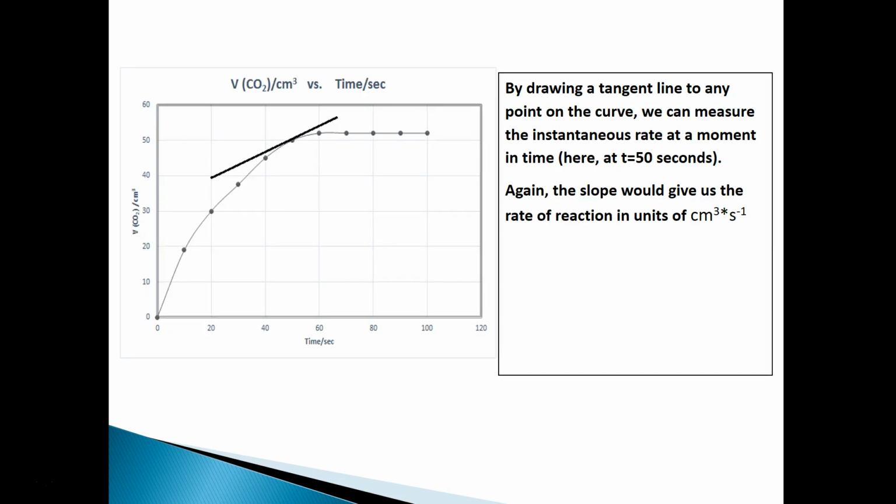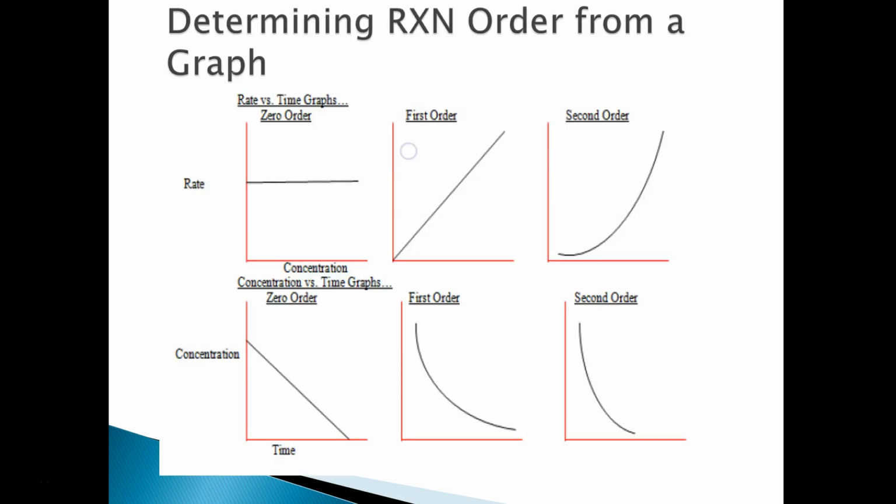Now for the instantaneous rate, we would draw a tangent line to any point on the curve. Now the slope of that tangent line will give us the rate at that moment in time. So this example is at 50 seconds. So again, the slope will give us the same units of cubic centimeters per second. If we solve for the slope here, we find that the rate is 0.33 cubic centimeters per second, which makes sense because that is slower than the initial rate.